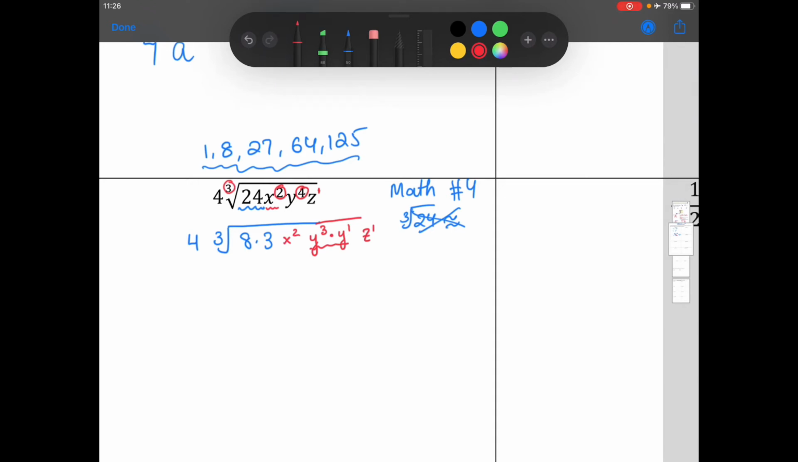So now this is my perfect cube, so I'm going to start with its multiplication. Remember guys, this is multiplication. So 4 times the cube root of 8 is 2.